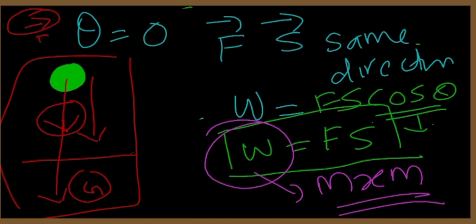Hope you understand it. We can also consider another example. If you are lifting a box through a certain height, then notice the displacement is in the direction of your lifting force, right? See, you are lifting a box, so the displacement of that box is in the direction of your lifting force. So that case is also an example where work is maximum.